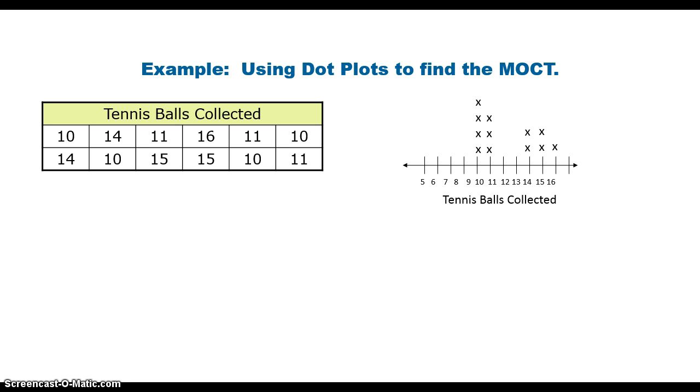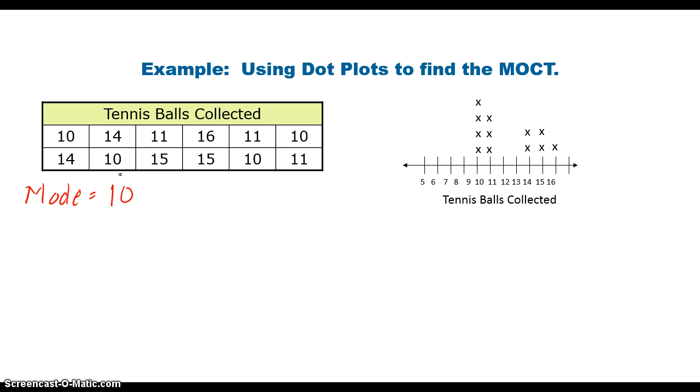Perhaps the easiest measure of central tendency to find is the mode. On a dot plot, the mode is represented by the bar or the line that has the most x's going above one number. In this case, the mode is 10 because 10 appears 4 times in this data.